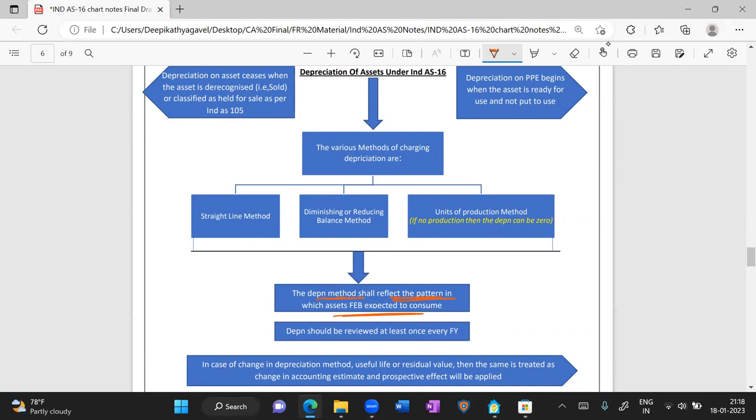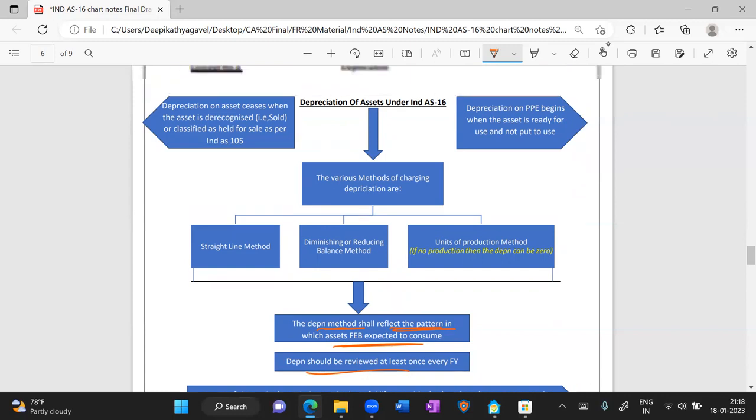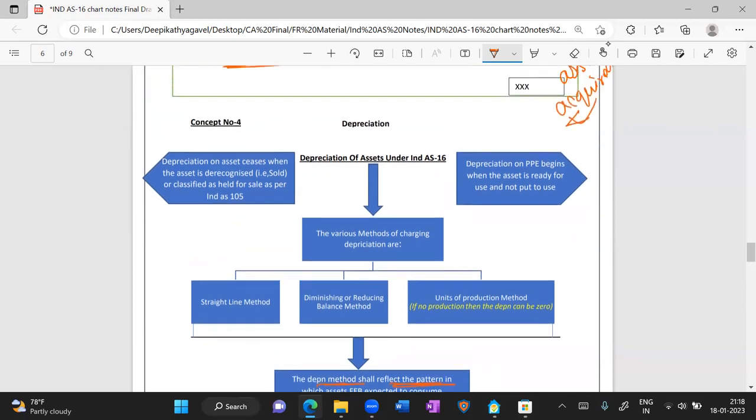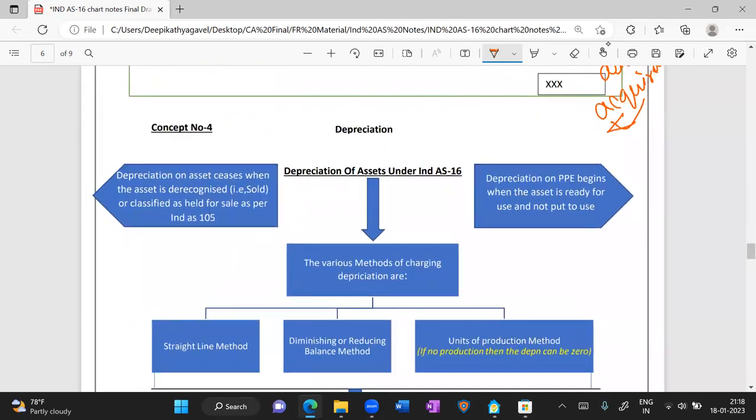And this depreciation method should at least be reviewed once every year, so that in case any changes are required, you will get to know. So once you set a particular method, it does not mean that it will continue forever. You have to review it every year to see whether it is appropriate even now.